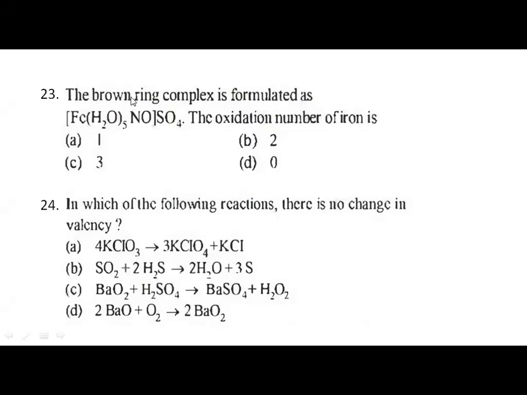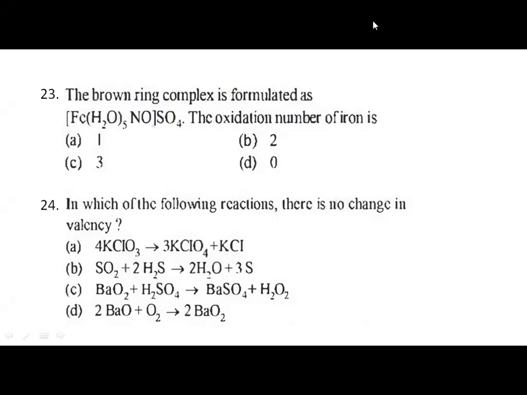So in the previous class, we had discussed around 20 questions. Now moving to the next questions. Here we have the 23rd question. The brown ring complex is formulated as [Fe(H2O)5NO]SO4. The oxidation number of iron is?